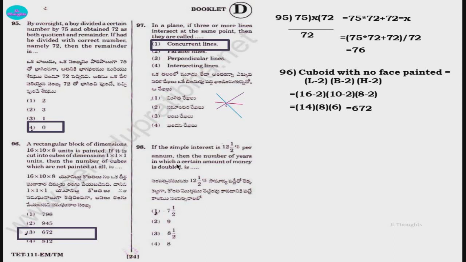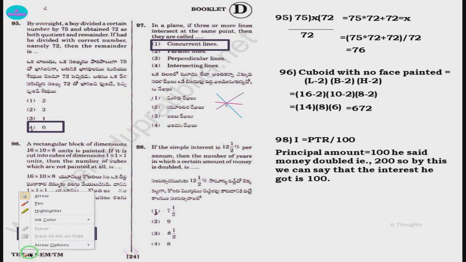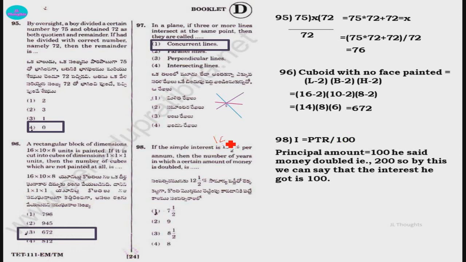Now next one, 98. If the simple interest is 12.5% per annum, then the number of years in which a certain amount of money is doubled is. So what is given for you? Interest is given as 12.5%, 12 1 by 2%, that is 25 by 2%. Then the number of years in which a certain amount of money is doubled, means the money which you are putting is getting doubled. We all know the interest formula is PTR by 100. Now the principal is doubled. So let's take the principal amount as 100, and the money is doubled, so 100 rupees is becoming 200 rupees.